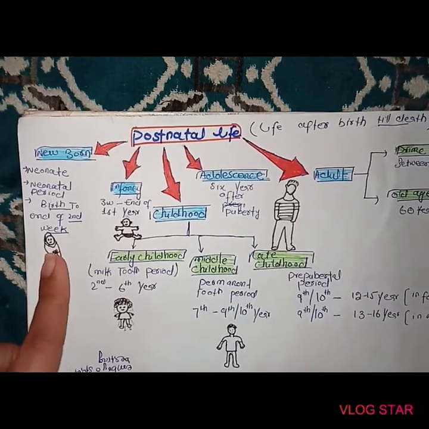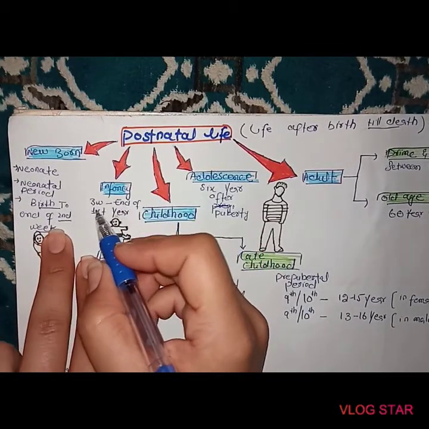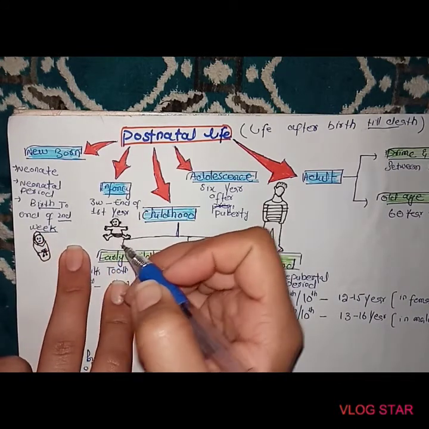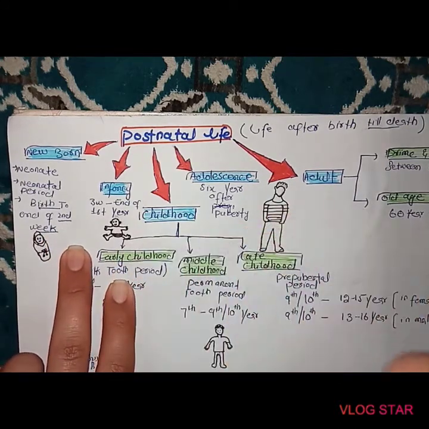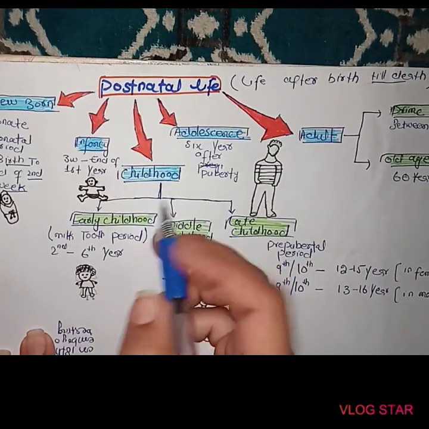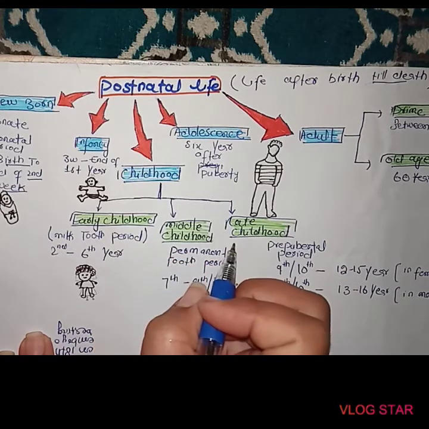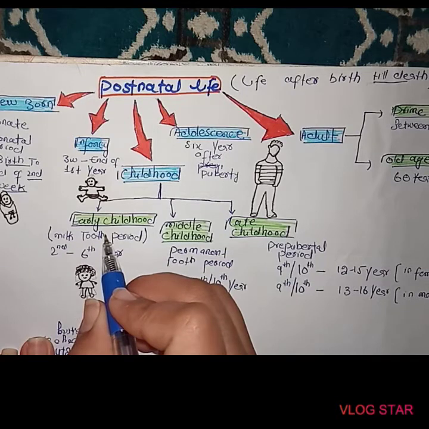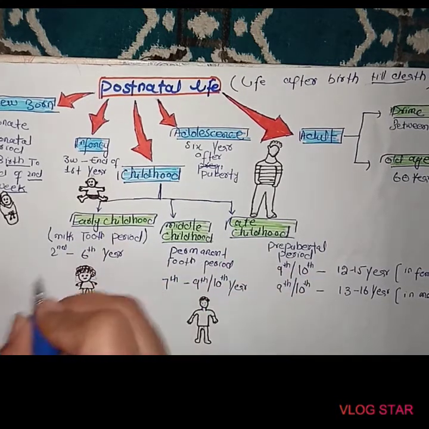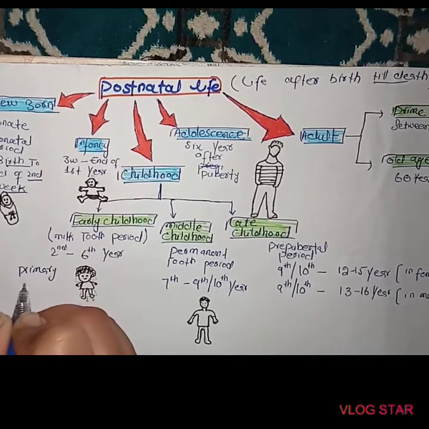The second period is infancy. This period starts from the third week to the end of the first year, and at this stage the baby starts crawling. The third stage is childhood. We divide childhood into 3 stages: early, middle, and late childhood. Early childhood is also called the milk tooth period. In this period, the primary dentition occurs.